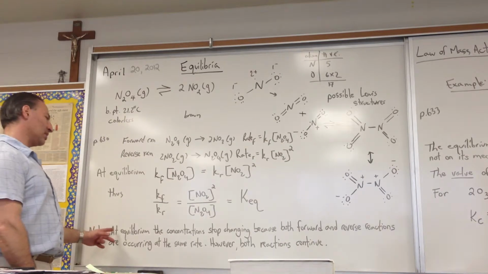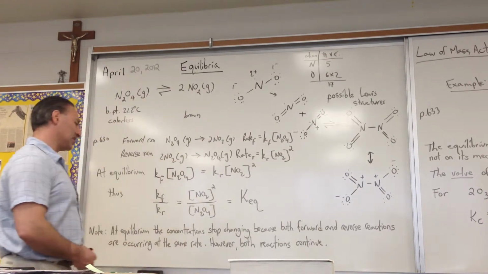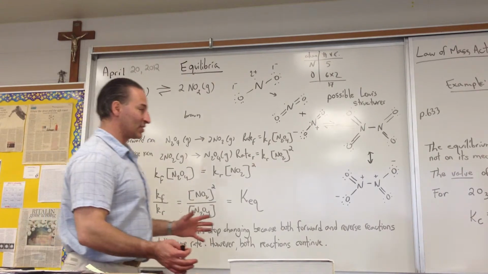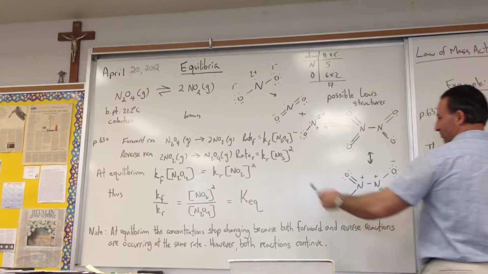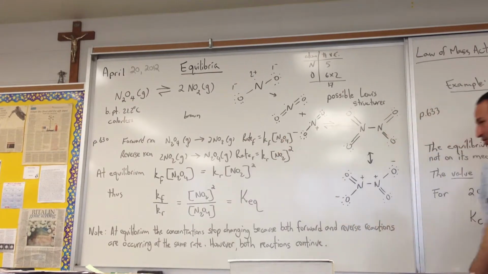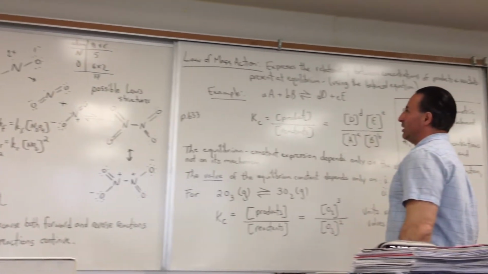Note that at equilibrium the concentrations stop changing because both forward and reverse reactions are occurring at the same rate. However, both reactions continue. Even though you don't see a chemical reaction taking place, in fact, both reactions are still taking place. They're just in opposite directions. So the net effect is 0.